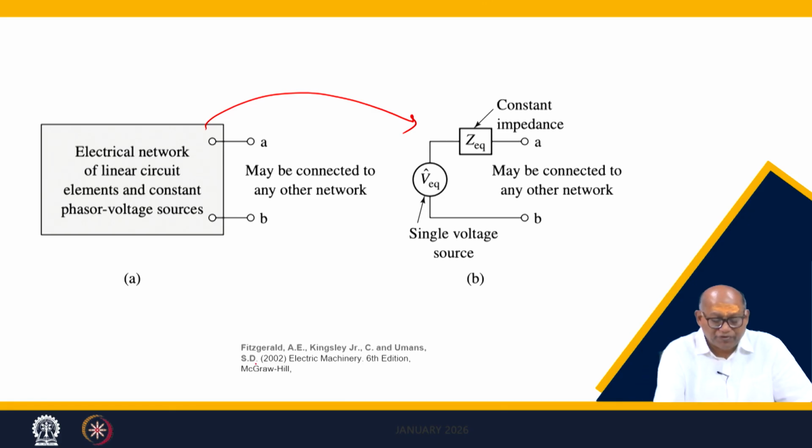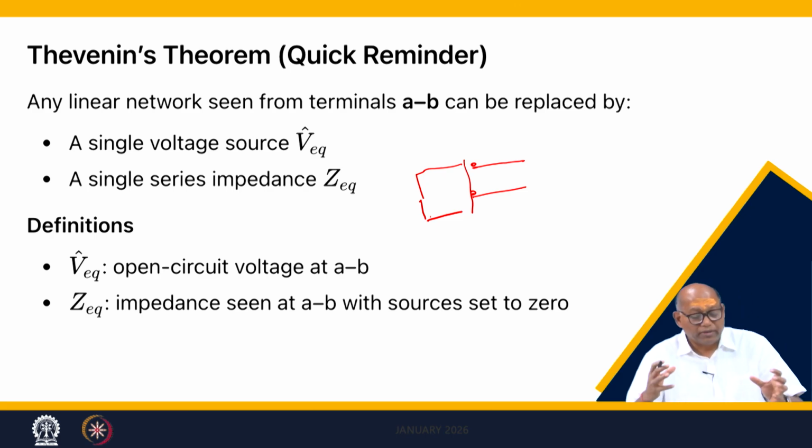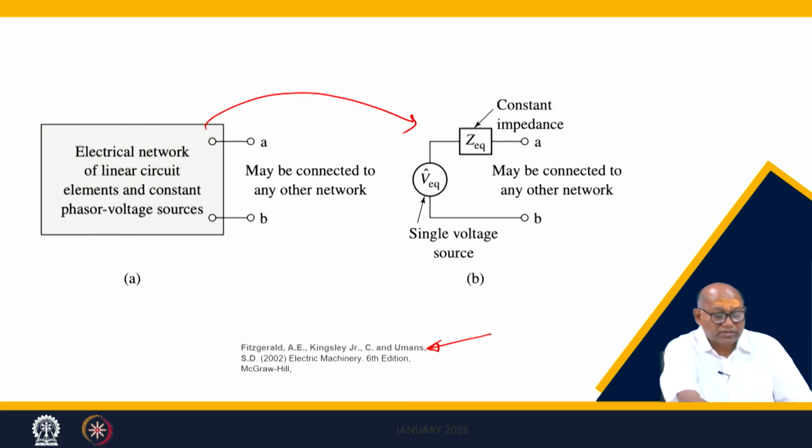So, we are referring to Fitzgerald and Kingsley. This is the book we are referring to. In this book you can see this is the electrical equivalent circuit. The same thing we can do for induction motors as well. We can replace the whole equivalent network by this equivalent circuit, one voltage and one equivalent impedance.